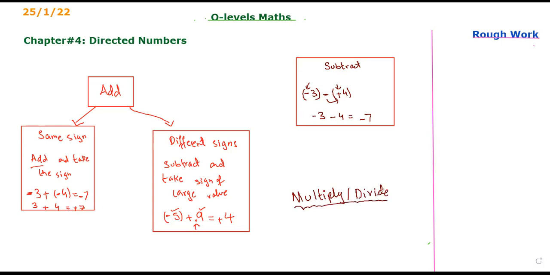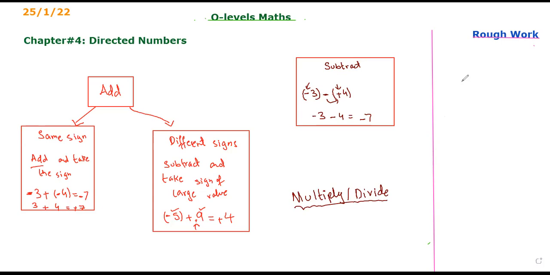The thing with the signs is that if the signs are the same, we add them, and if they are different, then we subtract them. Let's do some examples quickly.